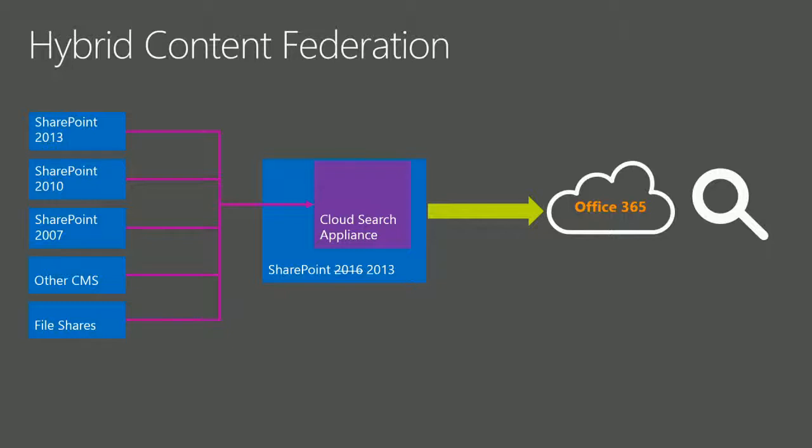So you'll be able to really harness the full power of the Office 365 search engine, and that would also include Delve and the Office Graph, if you take advantage of this cloud search appliance. The cloud search appliance is essentially a crawler that can crawl any content that your on-prem crawler could crawl before. It just sends it to a different place.